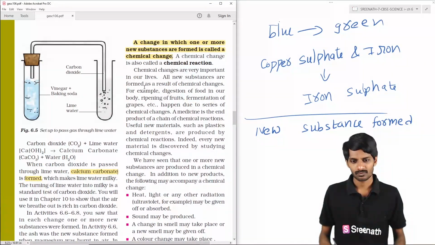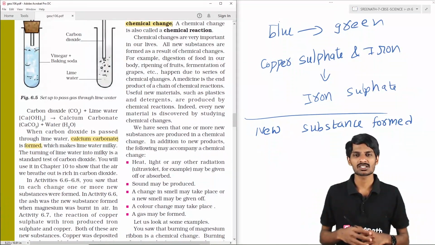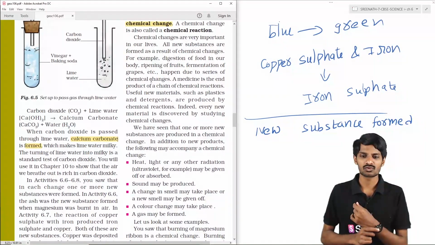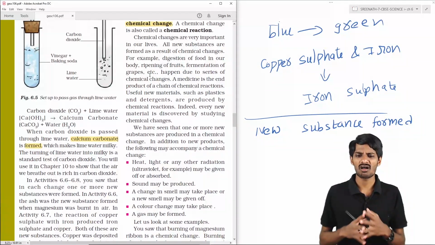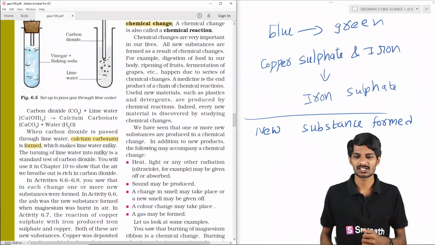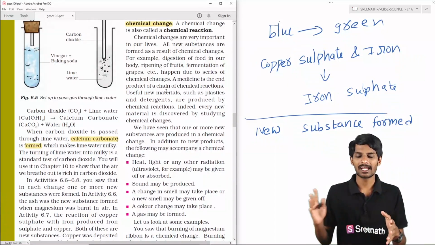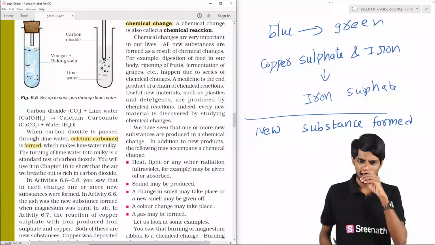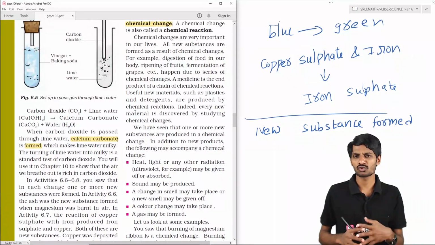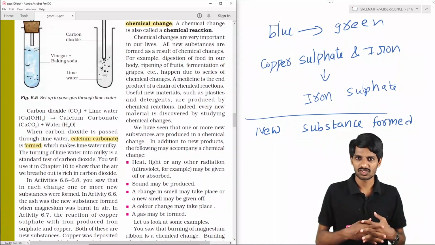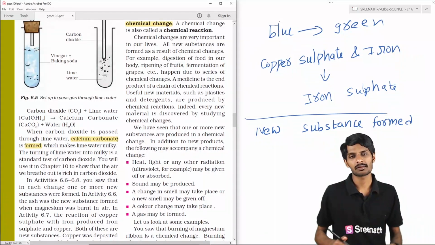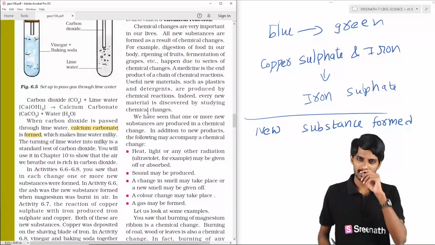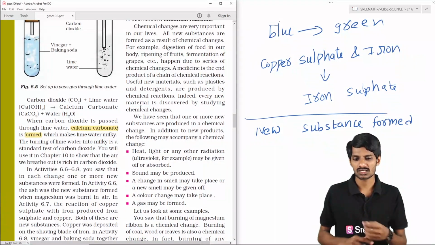Okay, so there are so many chemical reactions, chemical changes, in our daily life, students. Digestion of food, ripening of fruits, fermentation of grapes, all these are due to a series of chemical changes, students. And medicine is prepared, it is the end product of a chain of chemical reactions, students. And new materials like plastics and detergents are produced by chemical reactions. So there are so many chemical reactions interconnected with us. We are using many useful devices, useful things, all those stuff, students.